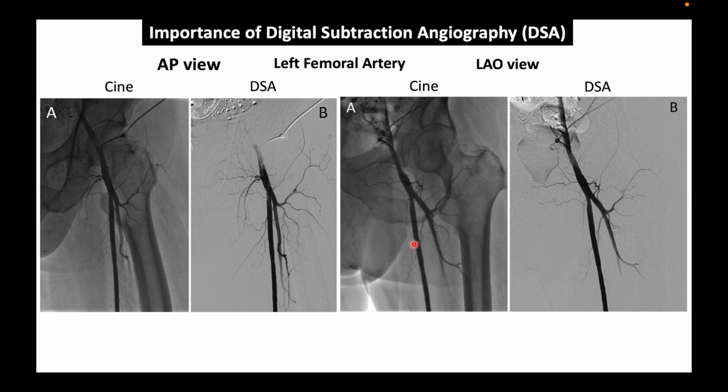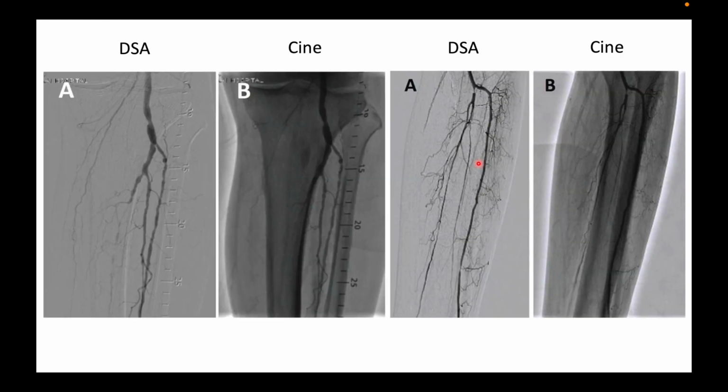Similarly, you can look over here. It's an RAO view, AP view, and now this is in the LAO view. You can see how clear these arteries are.